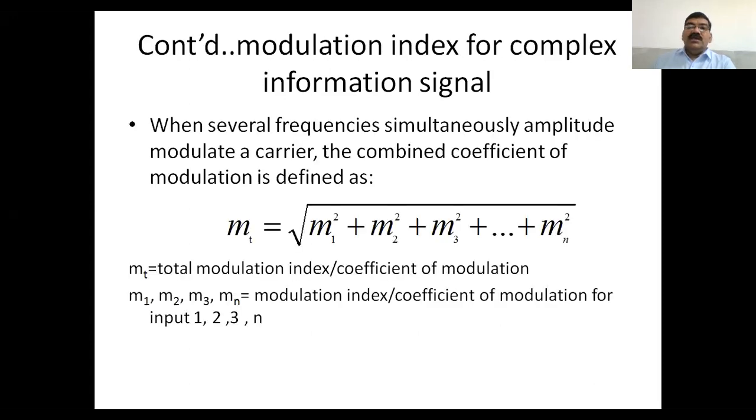Now, the question arises here: the modulation index of a complex information signal, how can it be calculated? It is the root mean square of all the modulation indices. So here the total modulation index MT can be the square root of m1 square plus m2 square plus m3 square, and so on. If there are only 3 waveforms, then this 3; if there are multiple, then accordingly you have to go on. So this is MT.